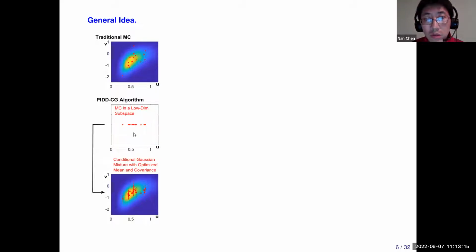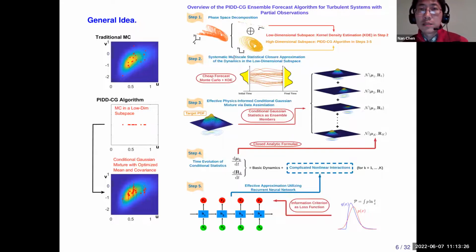And by doing so, we only need to do the Monte Carlo simulation in a low-dimensional space, so we can kind of overcome the curse of dimensionality. Then I want to present this method in a more detailed form. So it has these 5 steps. I will discuss more mathematical details afterwards, but the general idea is the following.